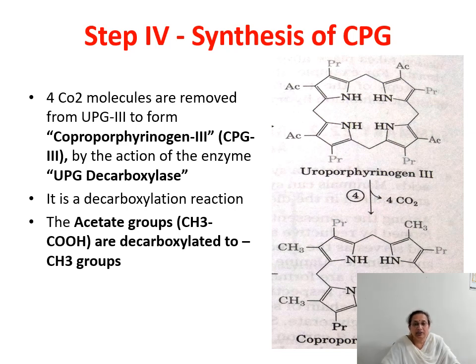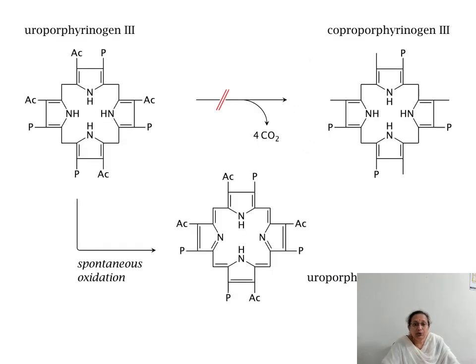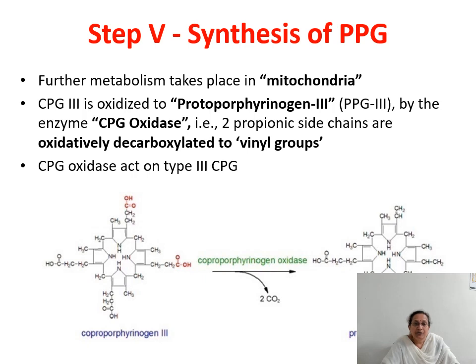So here the decarboxylation reaction takes place, and the acetate groups which are present on the independent pyrrole rings are going to be decarboxylated to form into methyl groups. So uroporphyrinogen 3 removes its 4 carbon dioxide units in the presence of the enzyme UPG decarboxylase to form into coproporphyrinogen 3 or CPG3. Further metabolism takes place in mitochondria. So step 2, 3 and 4, that is formation of PBG, UPG3 and CPG3, take place in the cytoplasm.